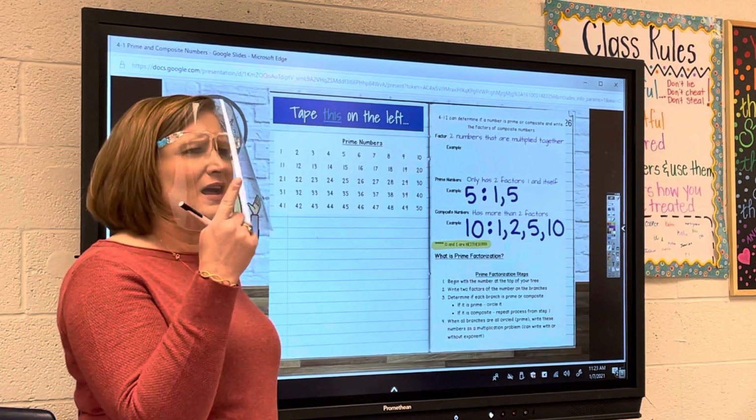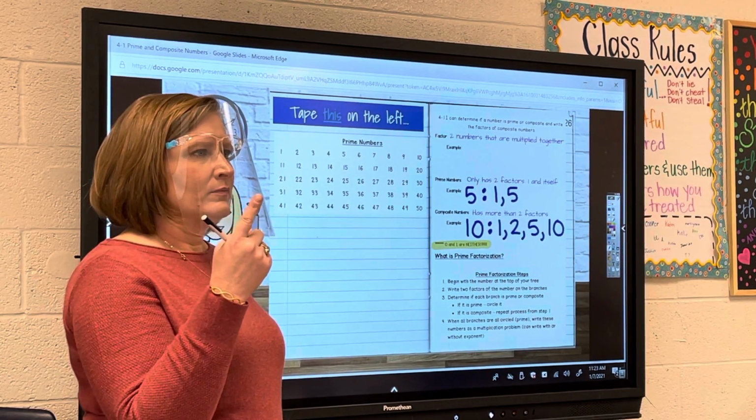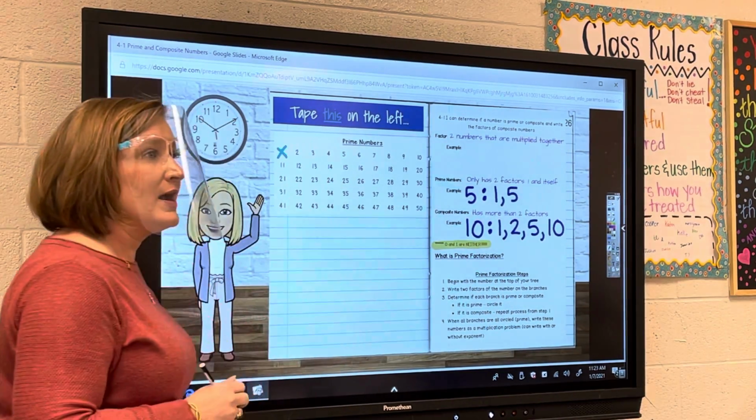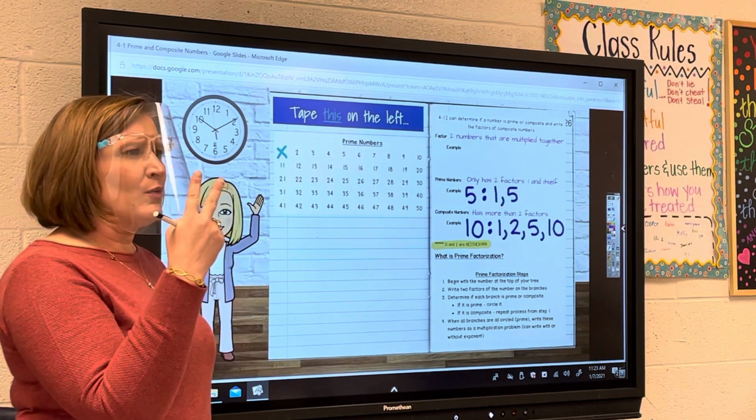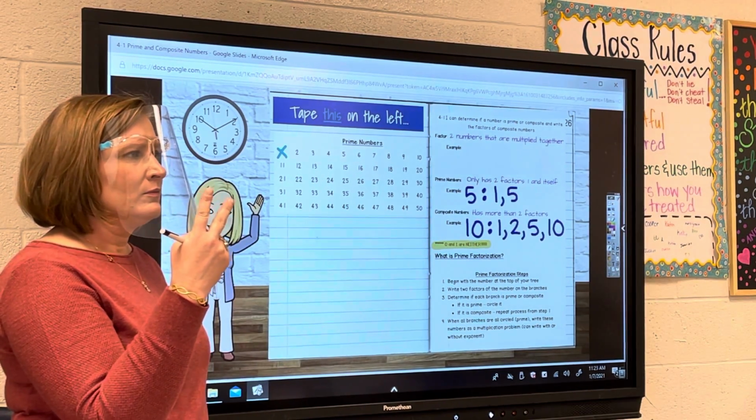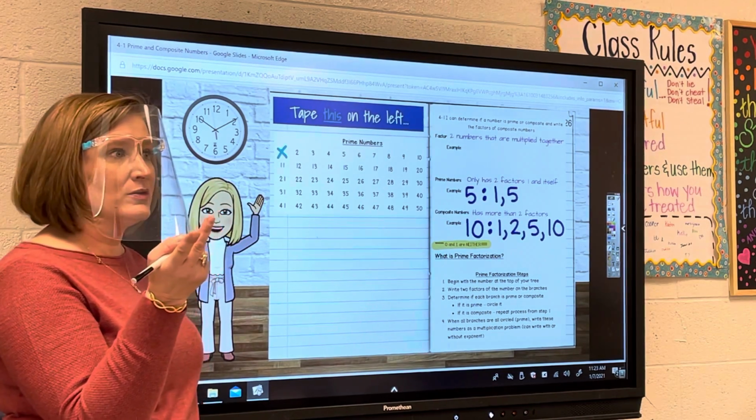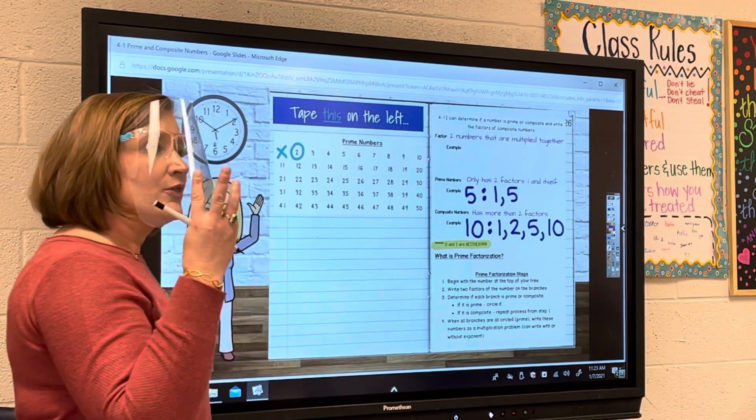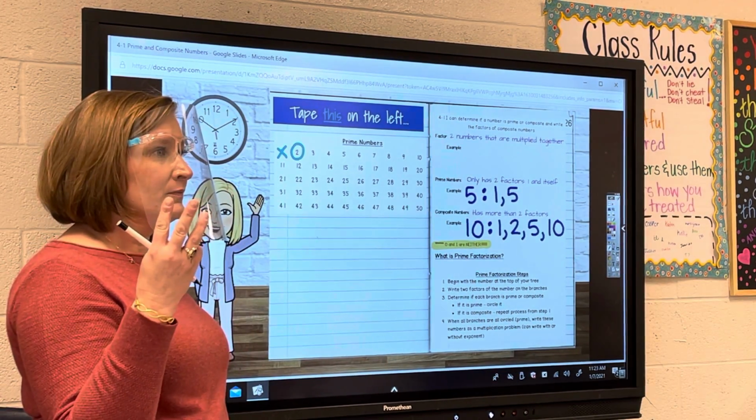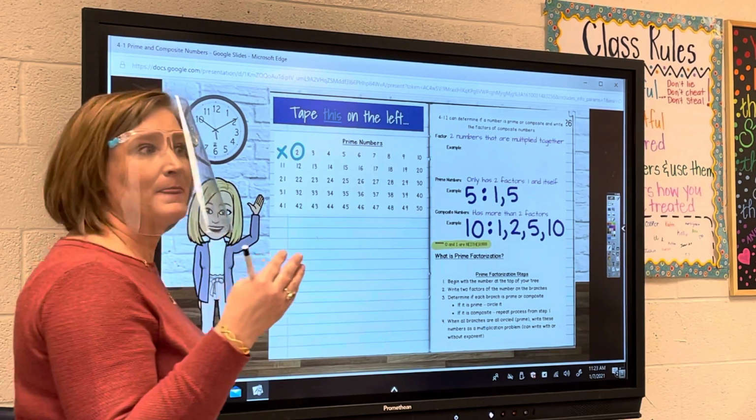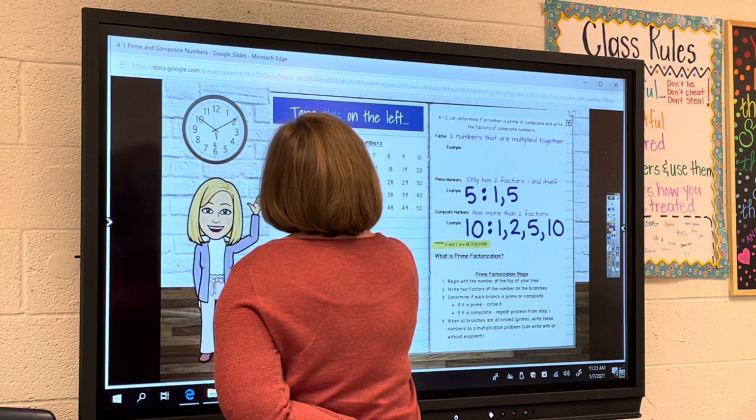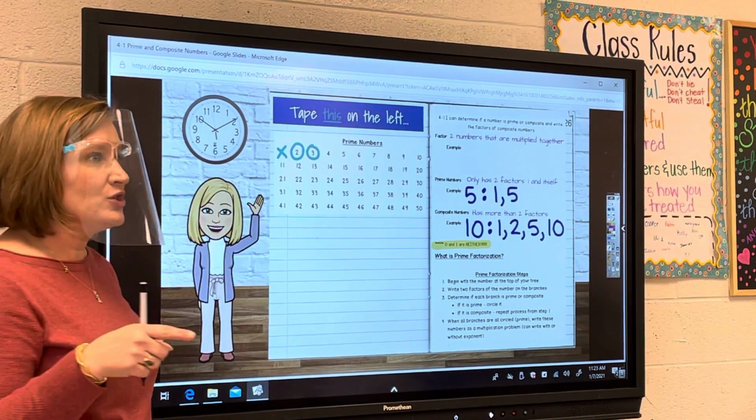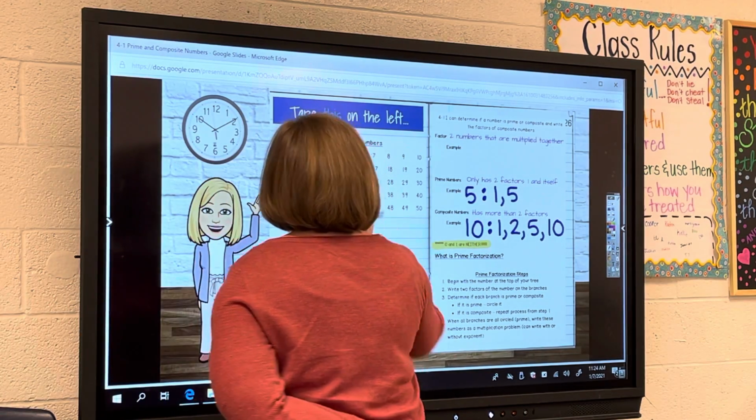1, what did we just highlight about 1? It's not prime or composite, so I'm going to mark it out. All right? 2, what can I multiply to get 2? Nothing. 1 times 2. Anything else? No. So it's prime, so I'm going to circle it. 3, what can I multiply to get 3? 1 and 3. Anything else? No. So it's prime. 4, 1 and 4 and 2 times 2. So I'm going to mark it out because it's composite.